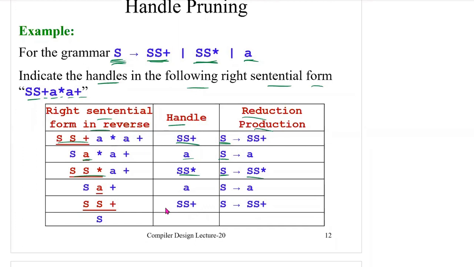Now the remaining input is a plus. Again the terminal a is substituted with the header S. Now this becomes SS plus. Again SS plus is reduced to capital S. Now what is this? This is called the root, that is the start variable. Therefore the root, the starting variable, is derived for the given sentence. Therefore the string is parsed with bottom-up parsing. So this process is called handle pruning.